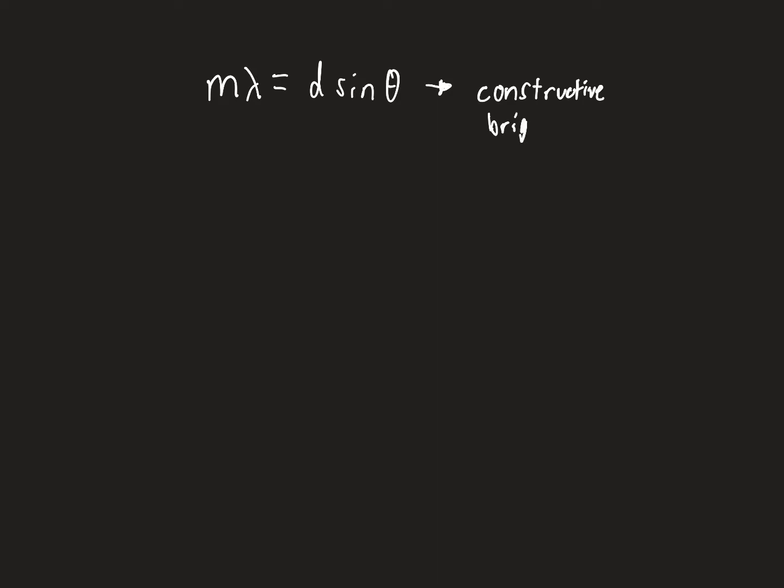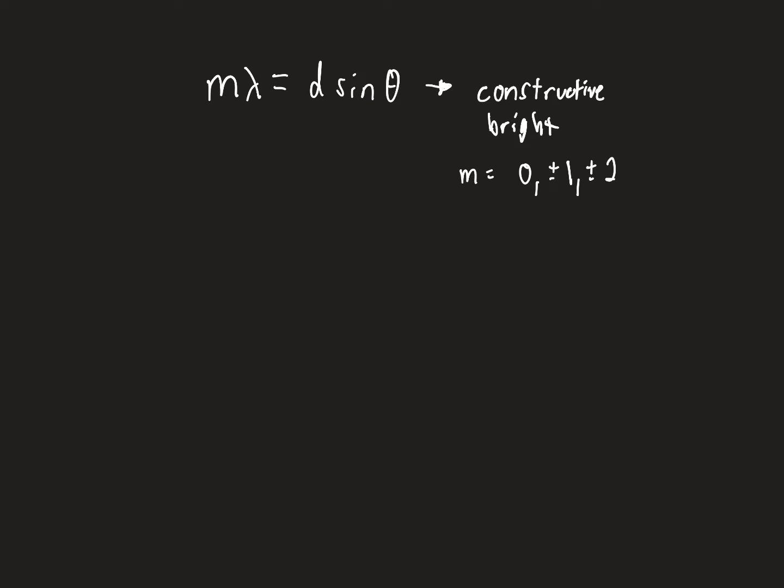And what is m for this interference? Order. m is the order, and what can it be? 0, positive or negative 1, positive or negative 2, etc. So this is interference. This works with 2 slits.